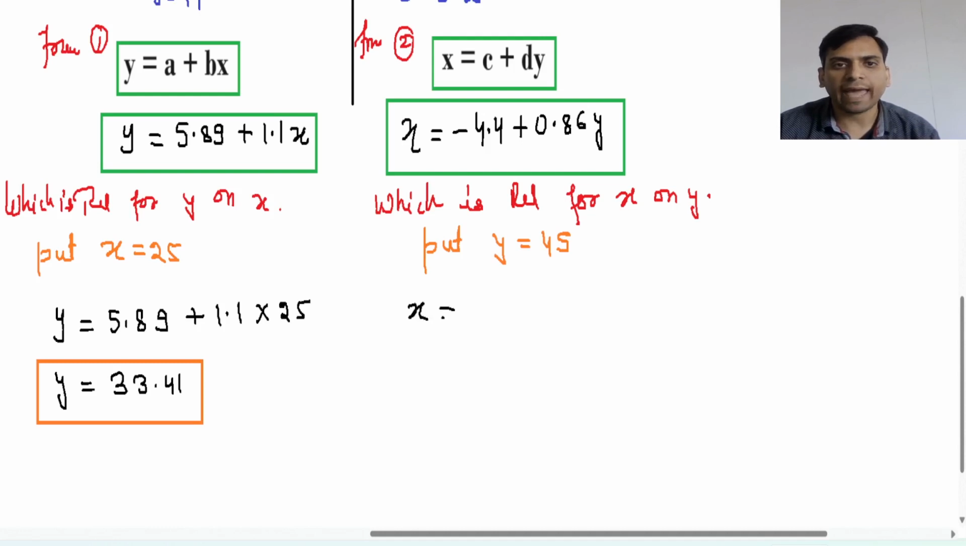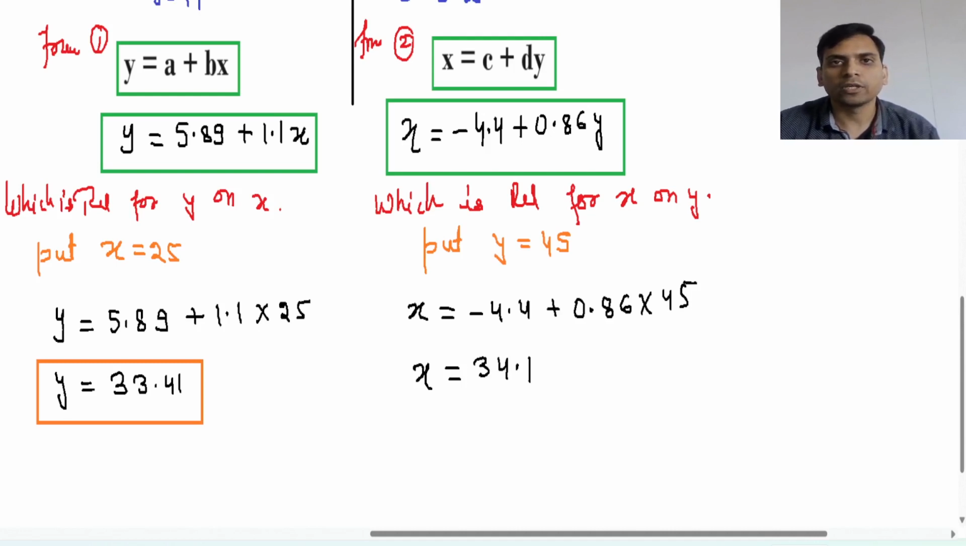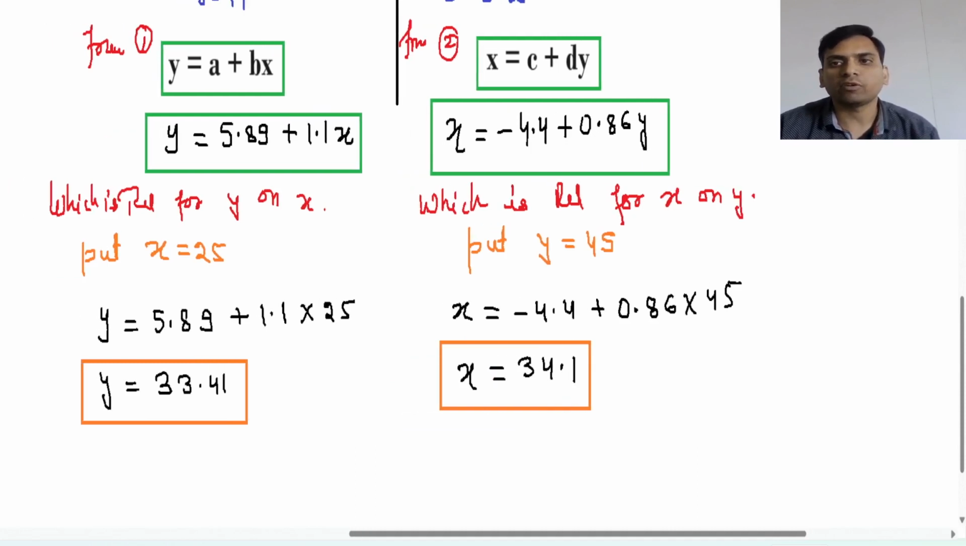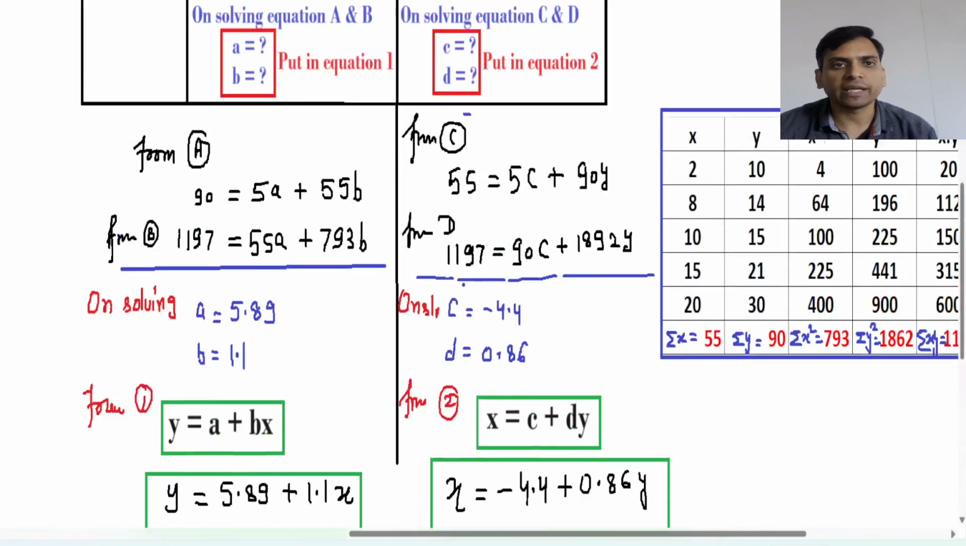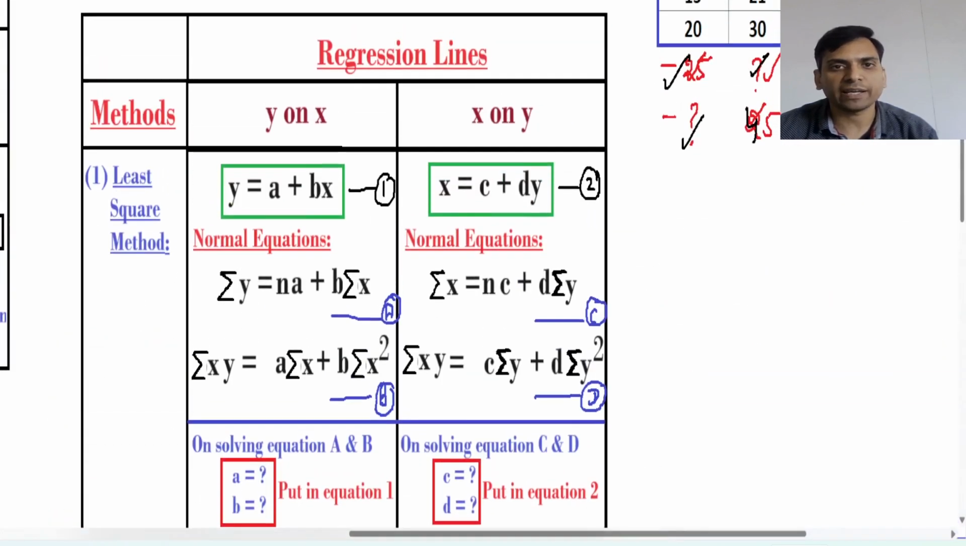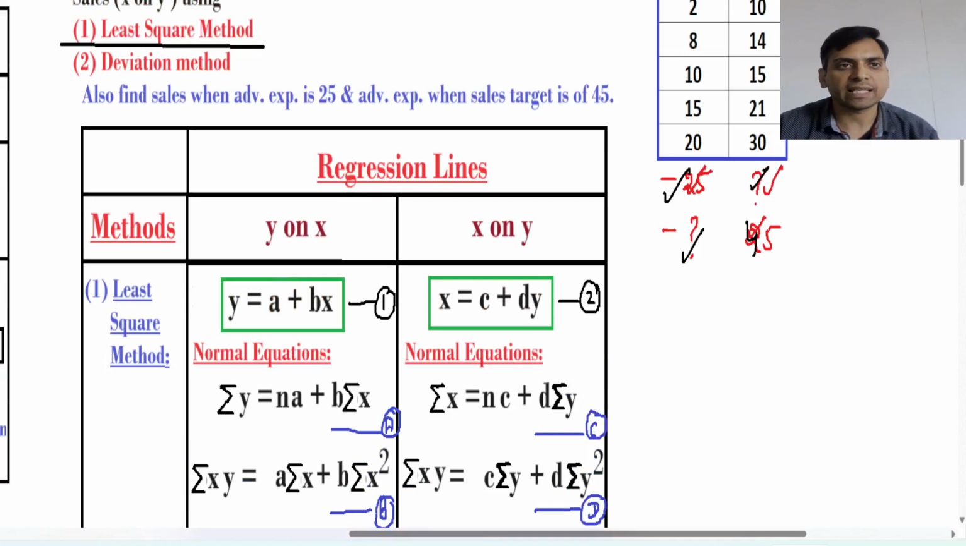In the same way for the second, we will put y is equal to 45 in this. So this becomes x is equal to minus 4.4 plus 0.86 into y, and y is 45. On solving this, you will see x is equal to 34.1. So this means if we have y is equal to 45, then advertisement expenditure is 34.1. So this is the overall concept of least square method, in which we can find y on x relationship, x on y relationship, and then we can find the exact value.